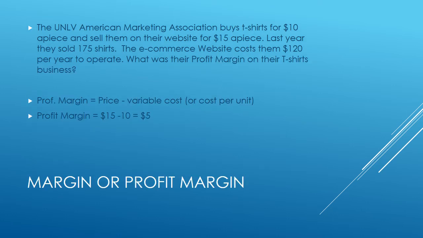Margin or profit margin. The American Marketing Association buys t-shirts for $10 and sells them for $15 a piece. And so what's the profit margin? The profit margin is the price that they charge minus the variable cost or the cost per unit. In this case, it's $15 minus the $10. And so their profit margin or their margin is $5 per shirt. That is, the UNLV AMA makes $5 for every shirt they sell in terms of profit.